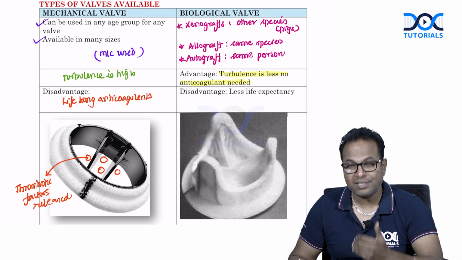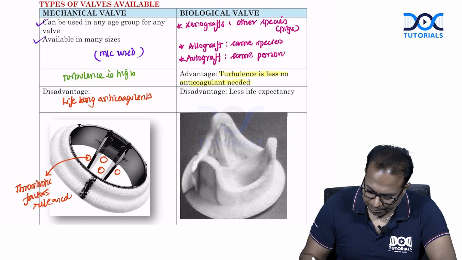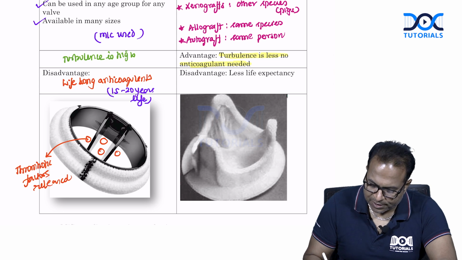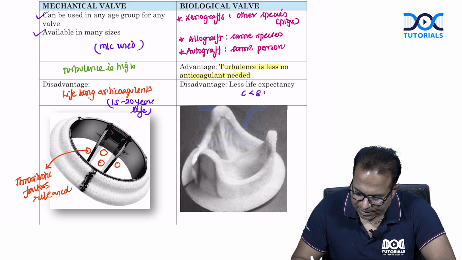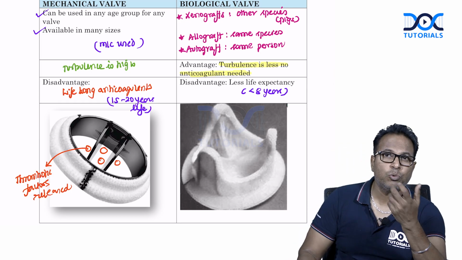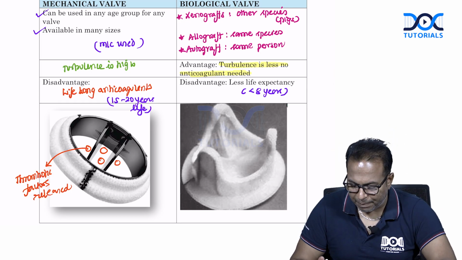But what is the disadvantage of a biological valve? A mechanical valve can be kept for even 20 years. 15 to 20 years it can remain, as life expectancy. Whereas a biological valve is less than 8 years. So only for 8 years it will survive. It will go for some damage and we have to remove the valve. That is the problem with a biological valve.